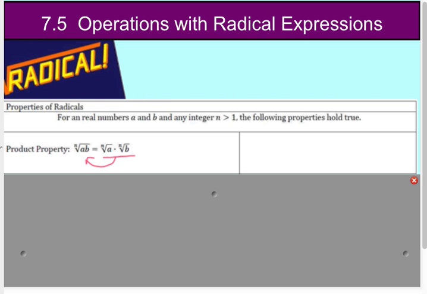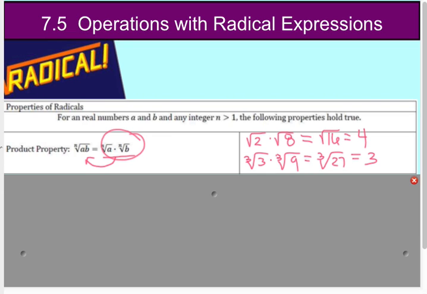Okay, so if I have the square root of 2 times the square root of 8, I really have something that looks like the right-hand side of my property, so I'm going to work to the left-hand side. So really, I can take 2 times 8, and I would get the square root of 16, which is 4. Another example, if I have the cubed root of 3 times the cubed root of 9, I can rewrite that. The cubed root of 3 times 9 is 27. Well, the cubed root of 27 is 3.